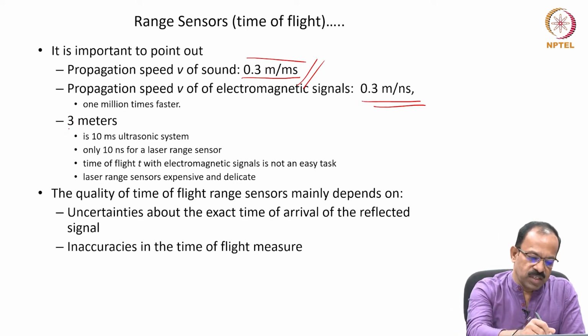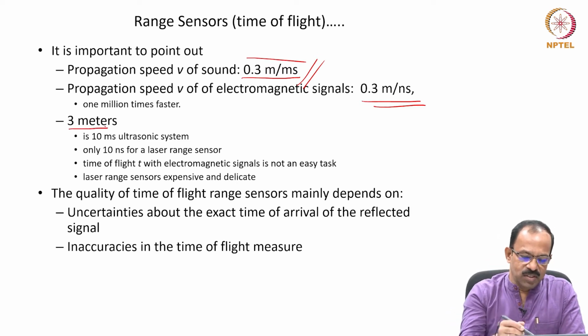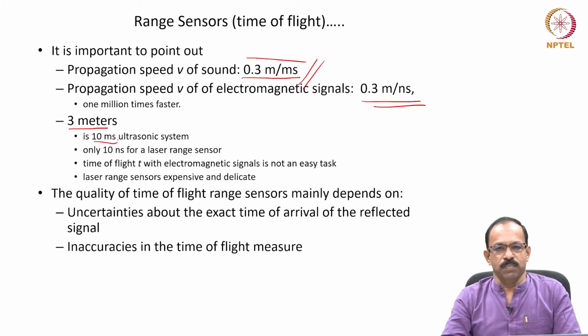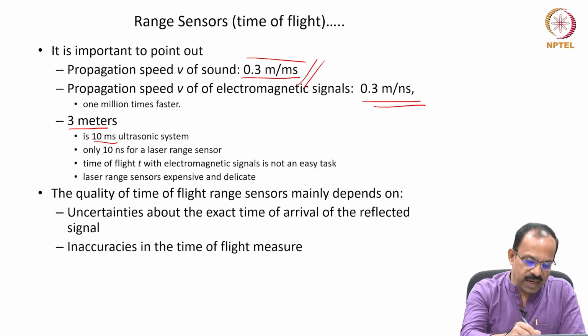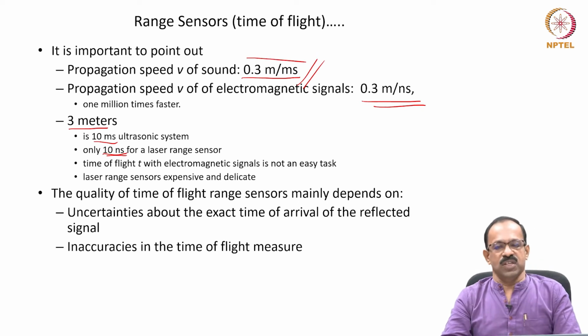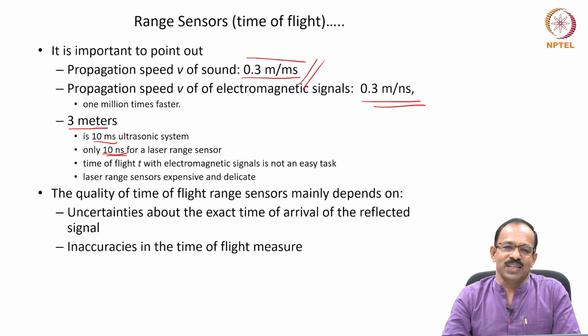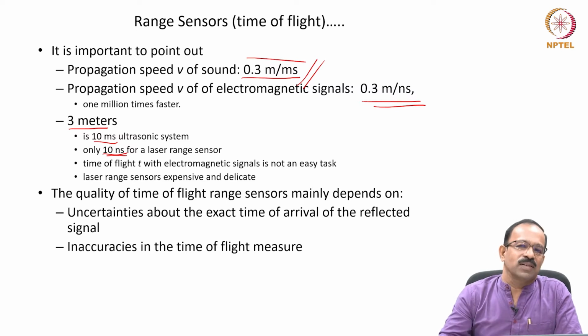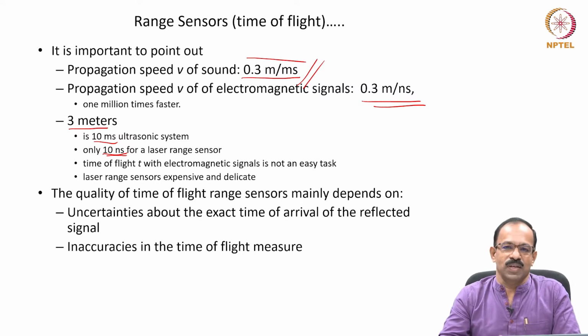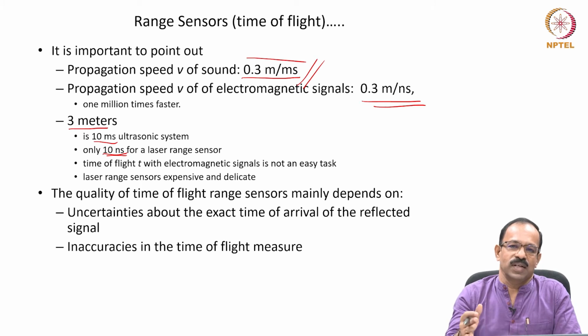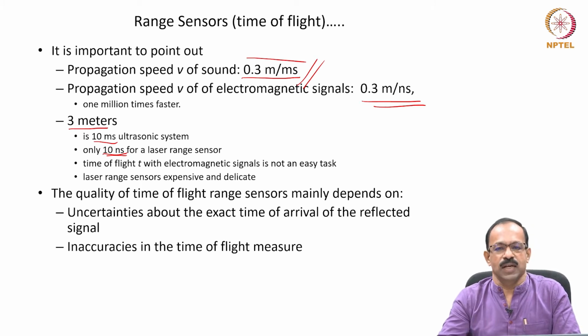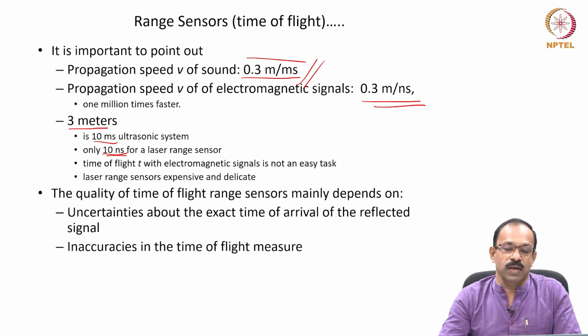Because if you are measuring 3 meters distance, it is 10 millisecond for ultrasonic system, but it is 10 nanosecond for a laser range sensor. So, you can see you can measure 10 milliseconds using the transmitter receiver, the difference in the time of getting the signal back. But in the case of laser sensor, it is only 10 nanosecond.